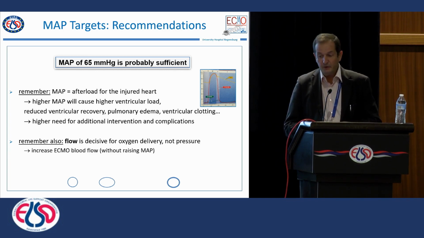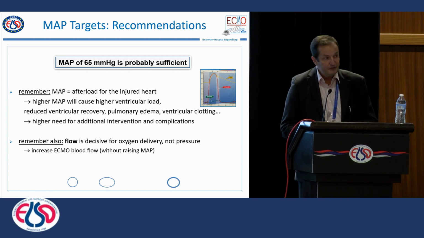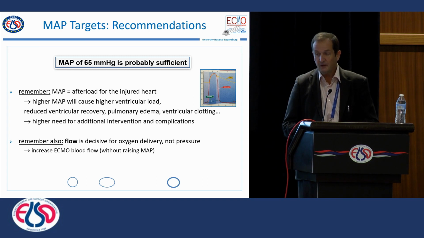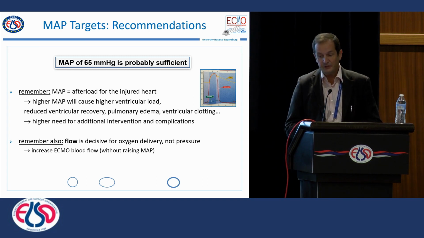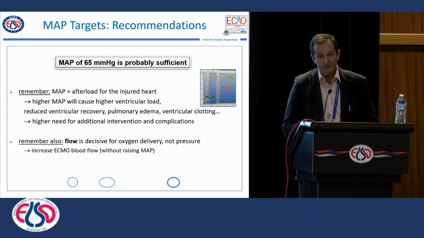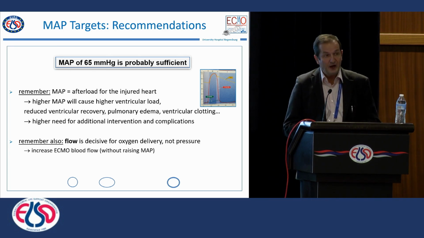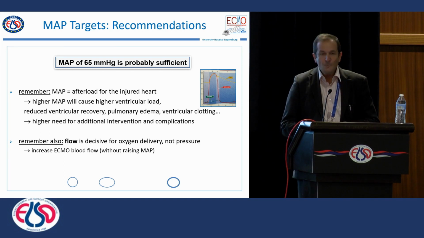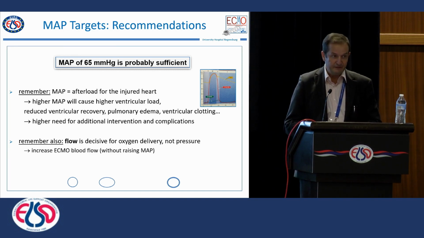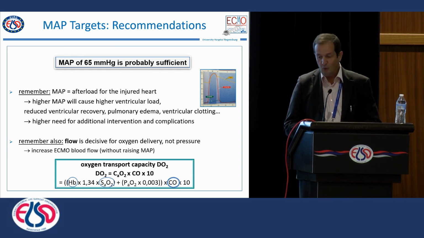If you have higher mean arterial pressures, and it does happen after ECPR because you get vasoconstriction, you will have higher ventricular load, reduced ventricular recovery, the risk of pulmonary edema, ventricular clotting, and of course a higher need for additional interventions, which means, again, more complications. So when you aim at 85 mean arterial pressure, you will need more impeller and unloading of the ventricle. Remember, flow is decisive. It's not only pressure, it's flow which is the most important.